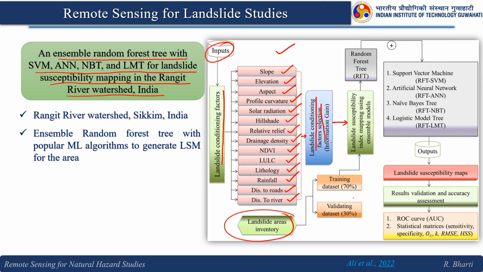further model, right. So, finally, they have used the support vector machine, artificial neural network, naive Bayes tree and logistic model tree, and then they have derived the landslide susceptibility map, and then they have validated the result. And for the validation, they have used the ROC and the other statistical matrices.